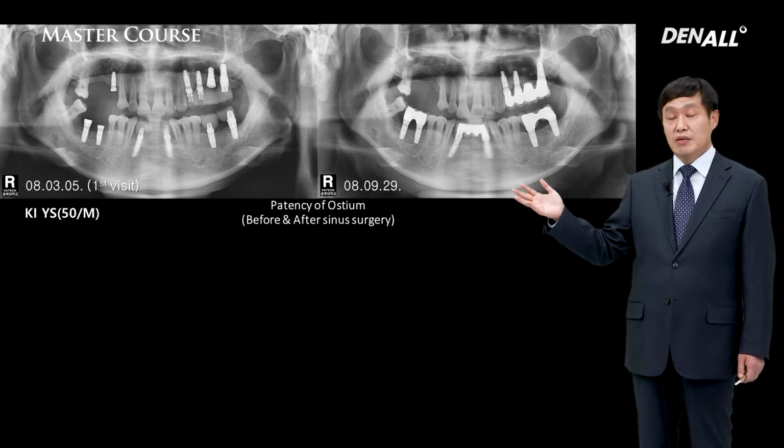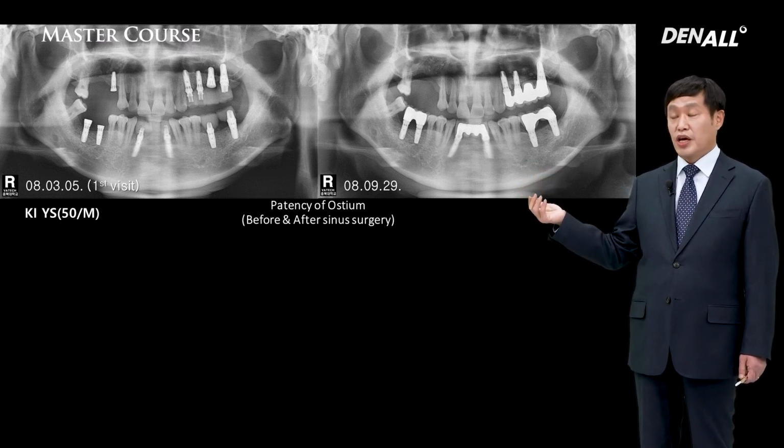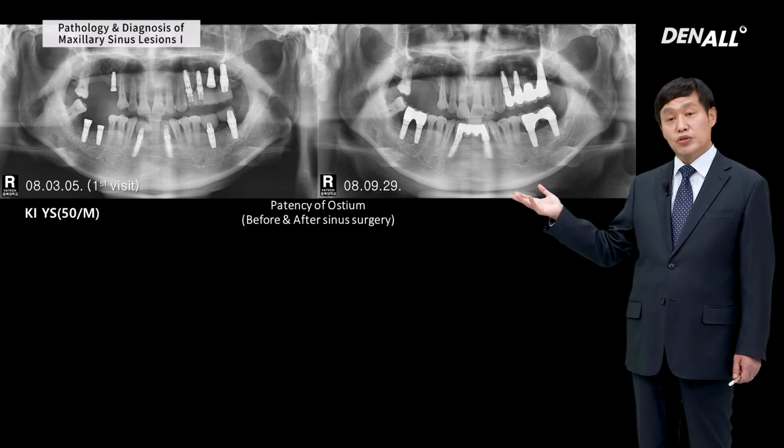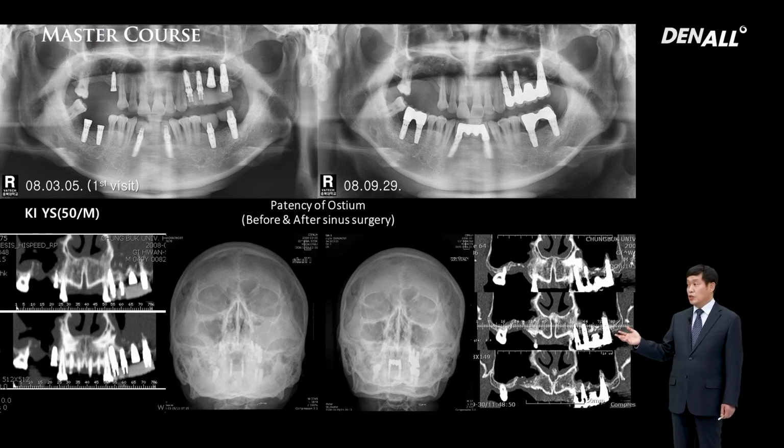6 months later, on the right side, the remaining implant has failed. On the left, one implant failed, but you can see that the bridge was made using the remaining implant that has survived. Even though there may not be a clear difference on the plain panoramic view, if you take a look at Waters' view or take a CT, you can see that there is a significant difference in the condition of the sinus on both sides.